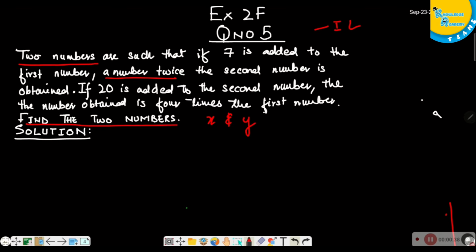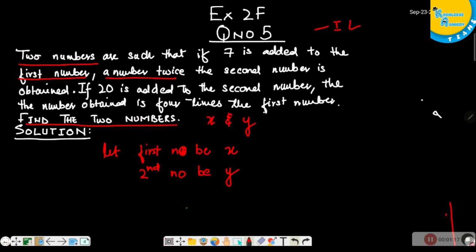So as we all know, our two numbers are going to be x and y. Now we have to understand the given conditions. The relationship between x and y is through the first number and the second number. So let's decide this. Let the first number be x and the second number be y.